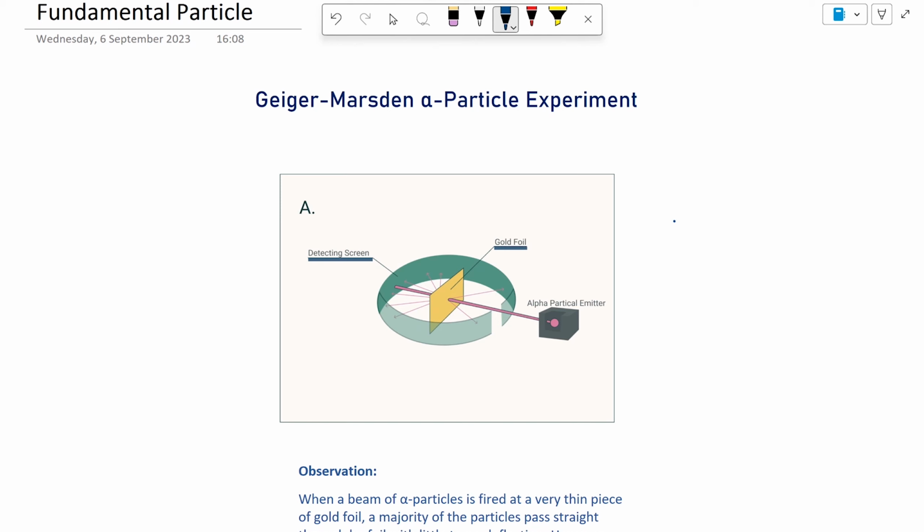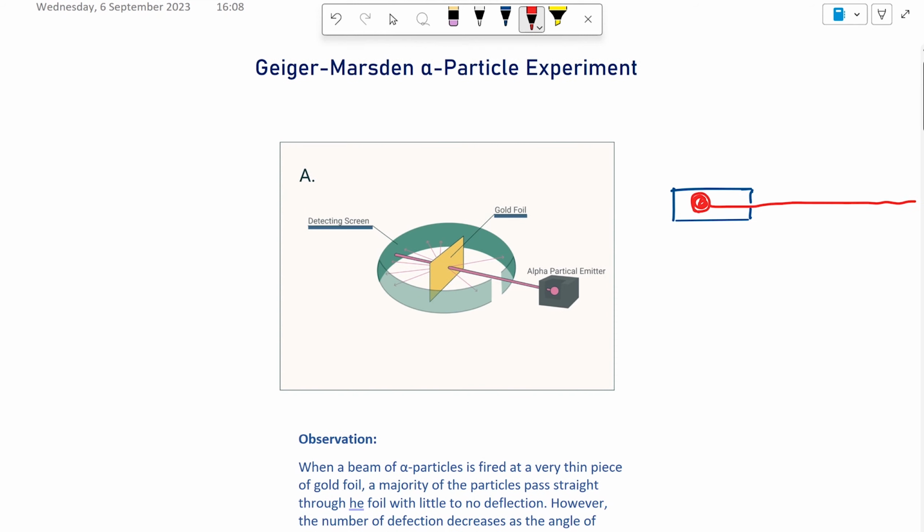In this experiment, we have a particle gun with a box encasing a radioactive isotope to generate a beam of alpha particles, similar to a laser, which is then shot towards a gold foil that's 1 atom thick. The observation from this experiment was that the majority of particles beamed towards the gold foil pass straight through the foil with little to no deflection. However, the number of deflections decreased as the angle of deflection increased.